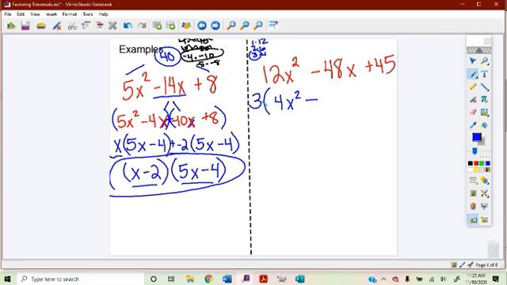3 times 16 would give 48. And 3 times 15 would give 45. Okay, so I've factored out my GCF. Remember, we're not going to mess with it anymore. We're just going to bring it down to the bottom so it'll be in our answer, but we don't have to do anything else with that.